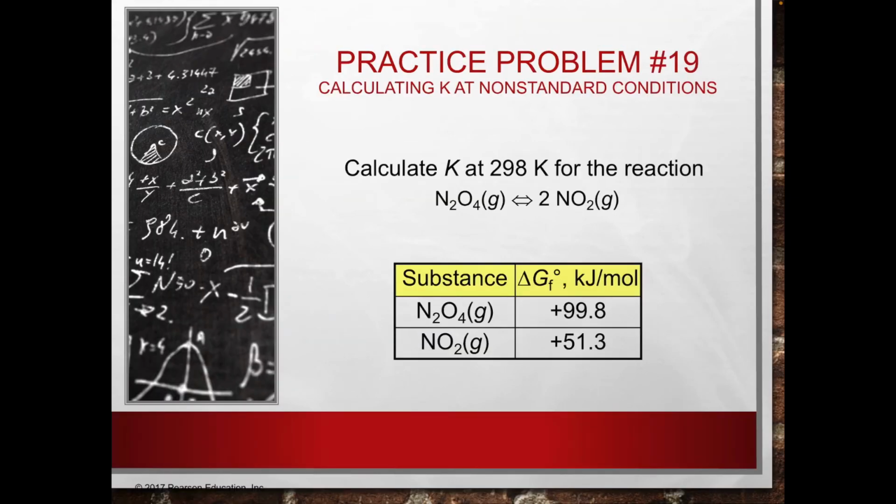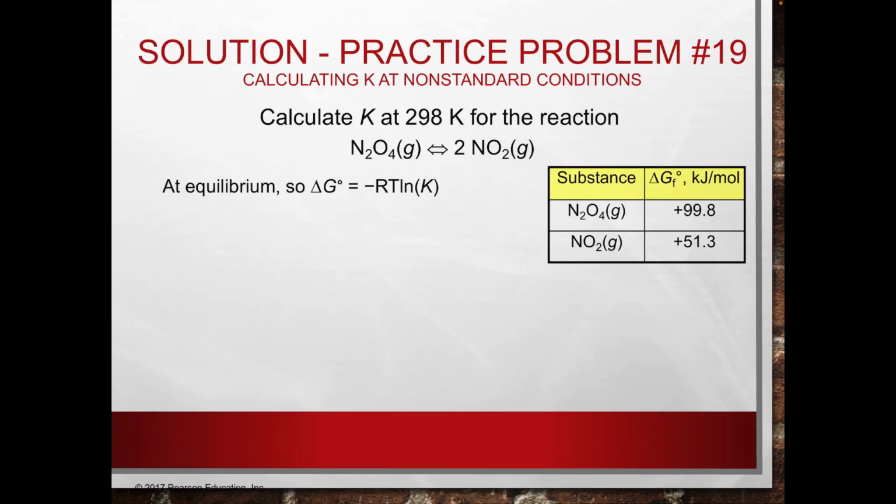All right, let's go ahead and try another practice problem. This one says calculate K at 298 Kelvin for the reaction, and we have that there. So we have some values of our delta G naught of formation, right? So these are standard Gibbs free energy of formation there, and we can use that to calculate our delta G naught and then calculate K. So at equilibrium, we have delta G naught is equal to minus RT natural log of K.